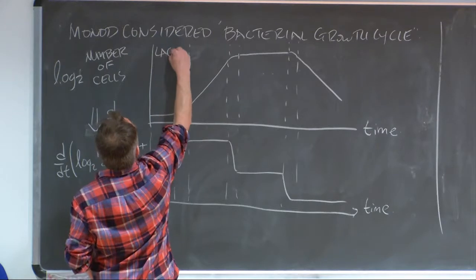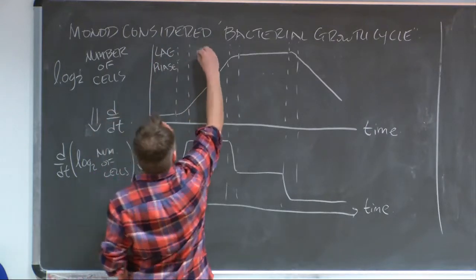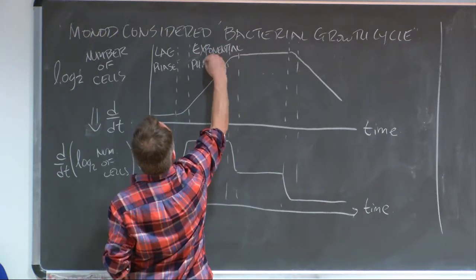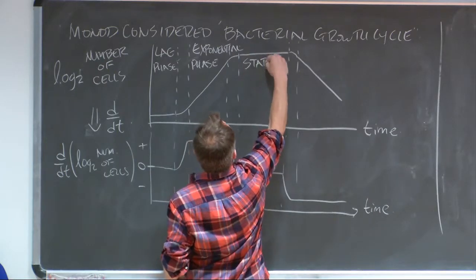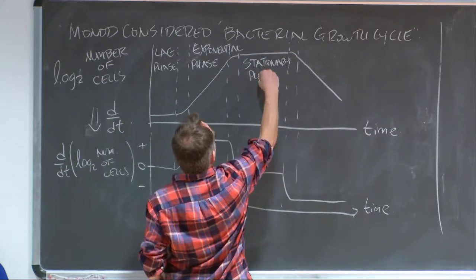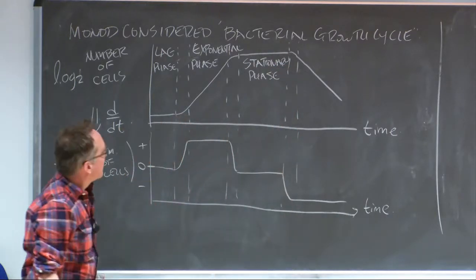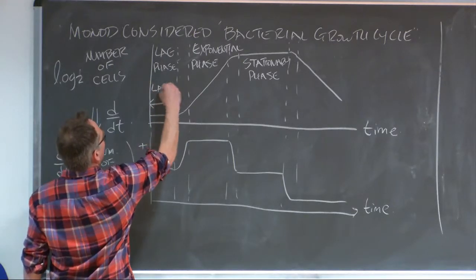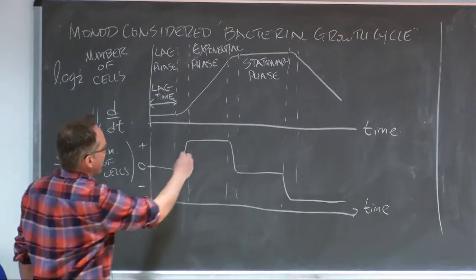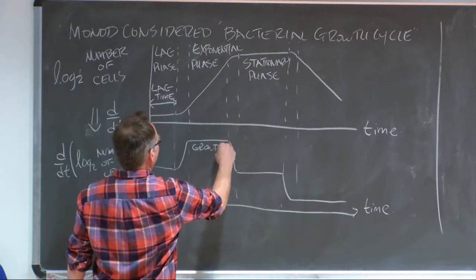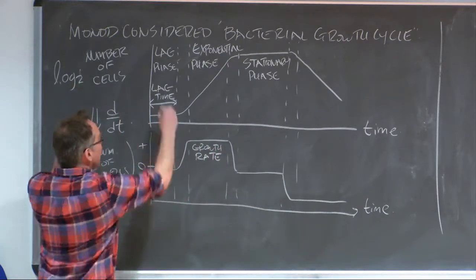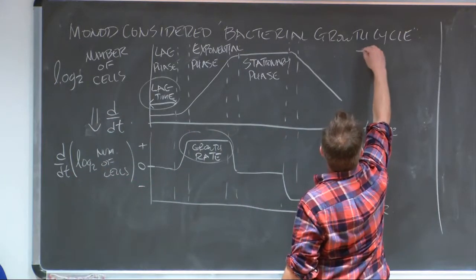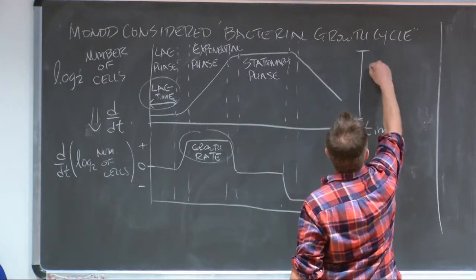This thing is called the lag phase. This is called the exponential phase, and this is sometimes called the stationary phase. All right, and this is called the lag time. This is called the growth rate. So I'll circle the concepts, and this distance here between the top and the bottom of the curve is called the total growth.